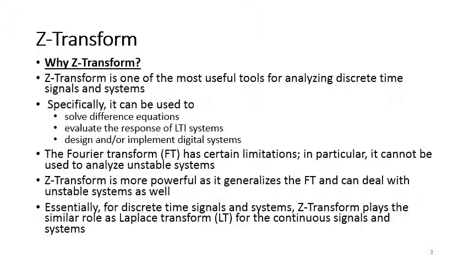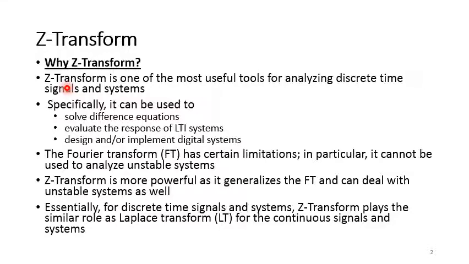So there we used the Fourier transform. Fourier is one of the analyzing tools for signals and systems. In this chapter we are going to talk about another useful analyzing tool, that is the Z-transform. Z-transform is basically used to analyze signals and systems that are discrete in nature. Specifically, it will be used to solve difference equations, evaluate the response of LTI systems, and also design or implement digital systems.